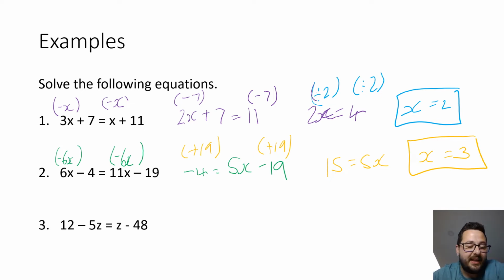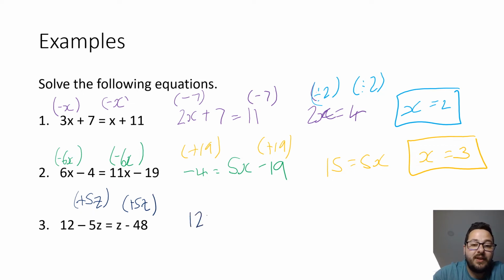Okay, and then finally, we've got 12 minus 5z equals z minus 48. Well, the lowest number is this minus 5z. It's the most negative, isn't it? So we want to get rid of it. Now, because it's minus 5z, we want to add 5z to get rid of it. And we want to add 5z to both sides. So we should end up with 12 equals z plus 5z is 6z minus 48.